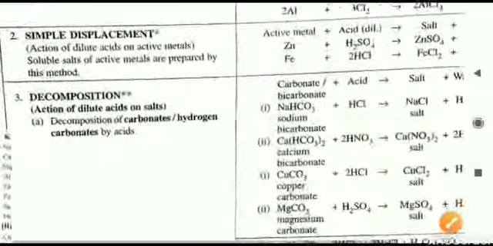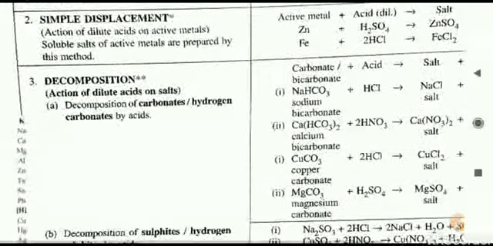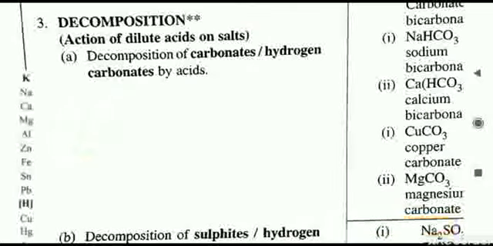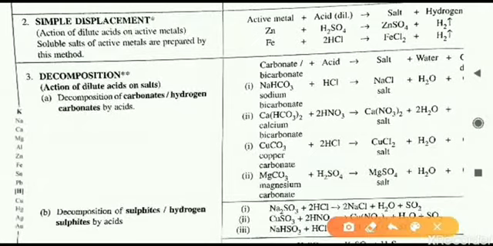Next, the second method of preparing a soluble salt is displacement reaction. What is a displacement reaction? For that we need to refer to the metal activity series. For reference, I have kept the metal activity series in this corner of the screen. You can see it. We will see the examples and refer to the metal activity series. First of all, let us know the meaning of displacement reaction.